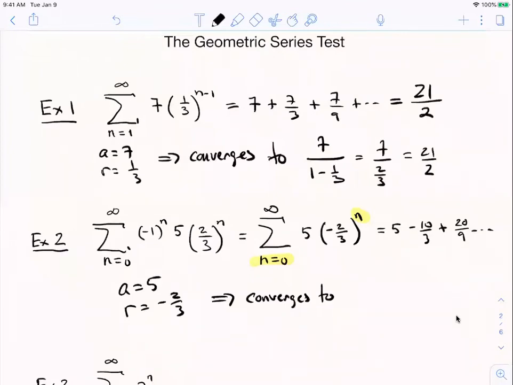I wish I would have left a little bit more room to work here. I feel like I'm smashing this stuff in. It converges to first term over 1 minus the common ratio. So in this case, that's 5 over 1 plus 2/3.